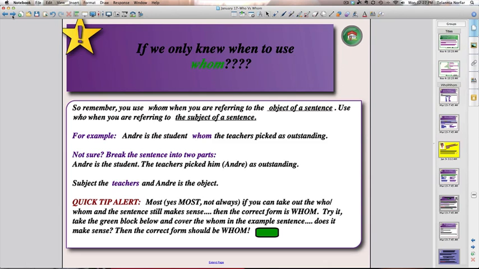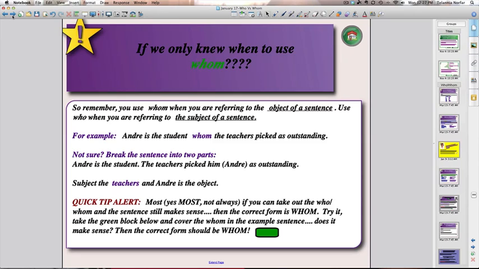Great job with your note taking. Now, no need to take notes on these next couple of ones. Let's actually just do it together. So remember, you use whom when you're referring to the object of a sentence. Use who when you're referring to the subject of a sentence. For example, Andre is a student whom the teachers picked as outstanding. Not sure? Break the sentence into two parts. Andre is a student. That's the first part. The teachers picked him, Andre, as outstanding. Subject, the teachers. Andre is the object.